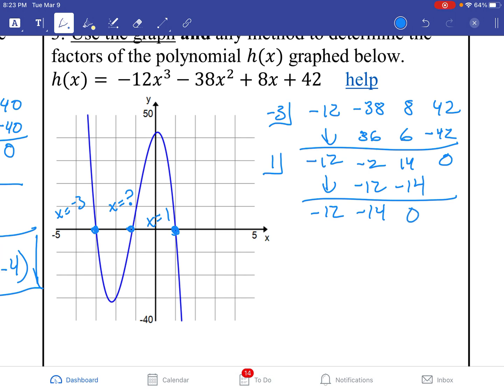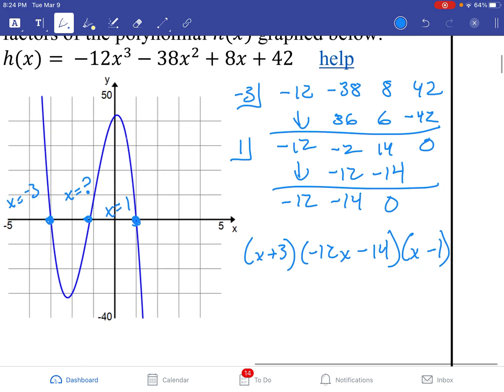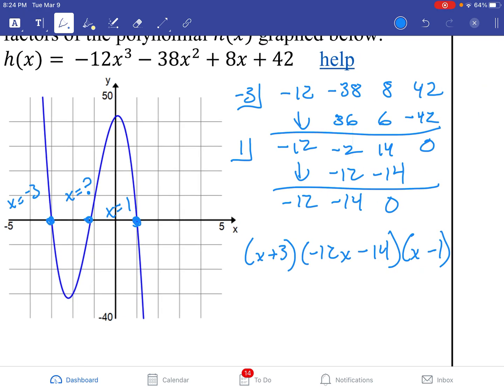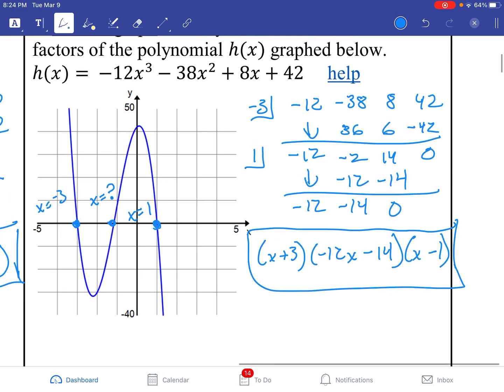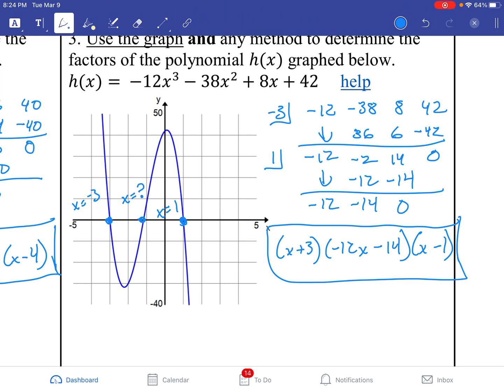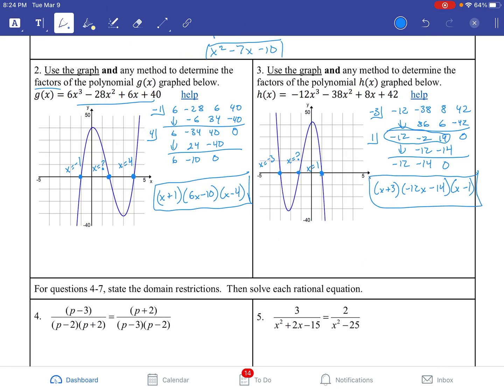So now my factors are going to be x plus 3, negative 12x minus 14, and x minus 1. Again, notice the values that I do know, the negative 3 and the 1, change signs when they become factors again. Okay, so this is my answer. Now you could have factored from this point here, but there's no need to when you can do synthetic division again.